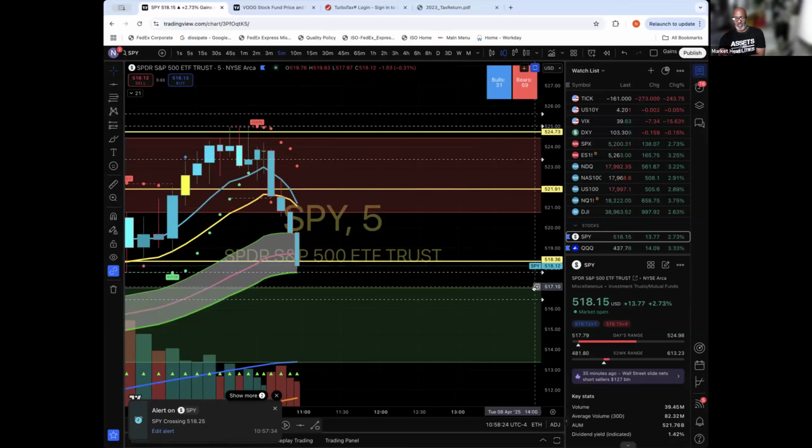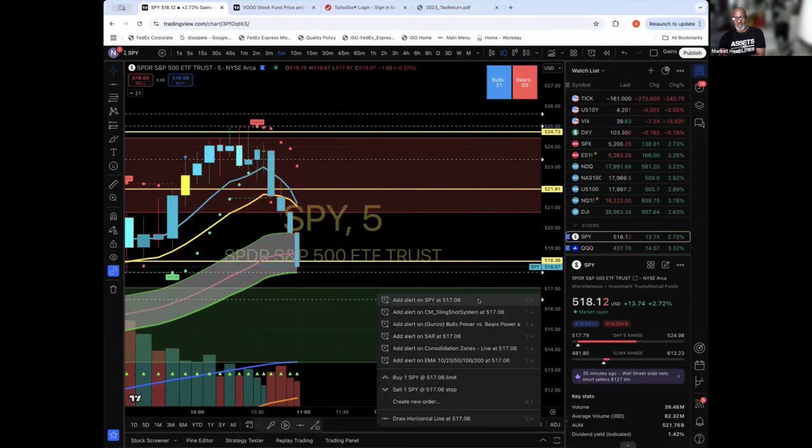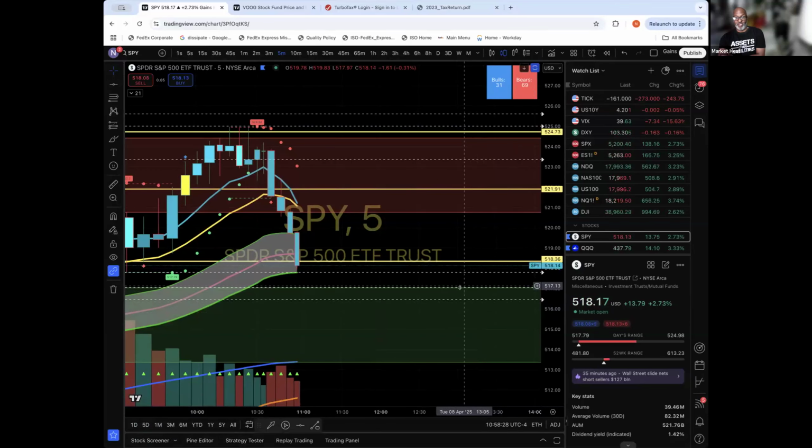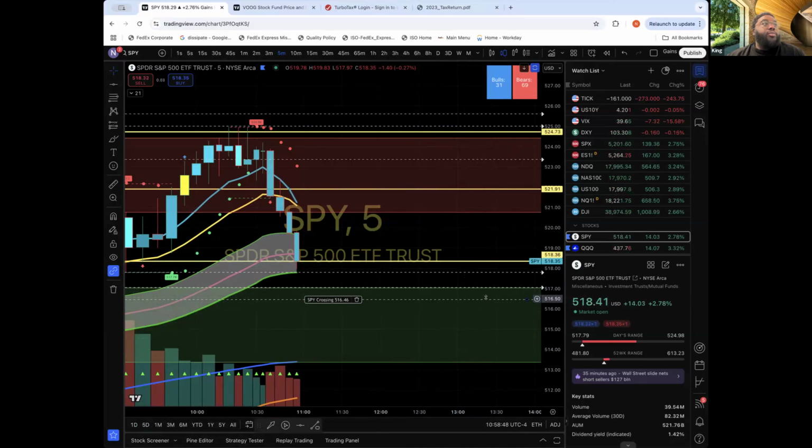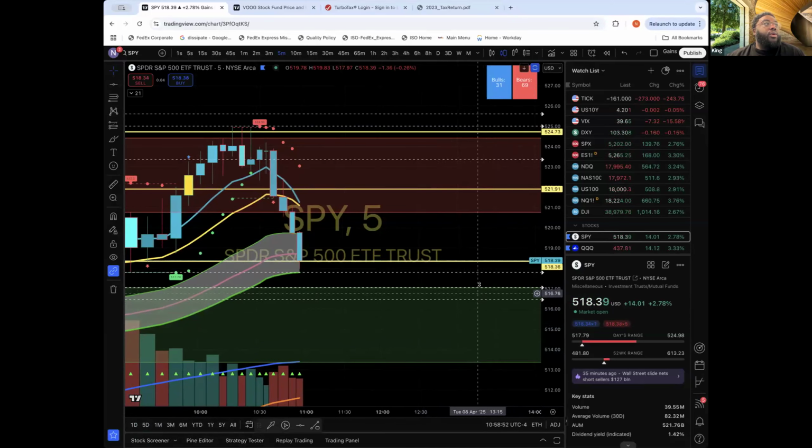517.80. If it breaks 517.80, let's go as far as setting another level, which is now the top of support. If it breaks that top at 517.06, all bets are off. So now this is where patience comes. It's going to get ugly. If it breaks 517.37, it's going to get real ugly.